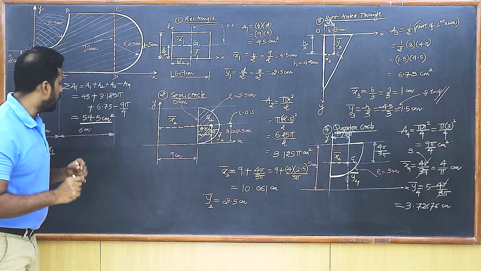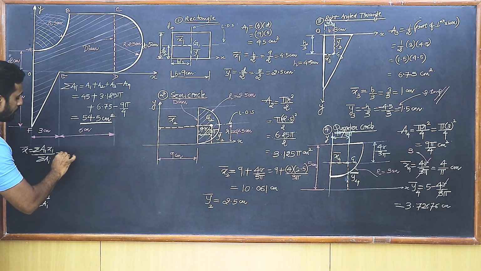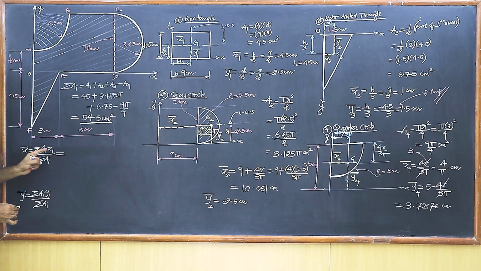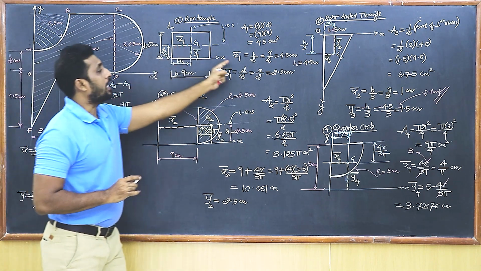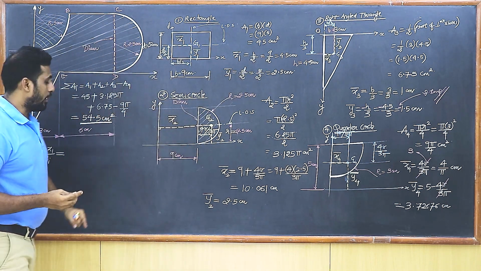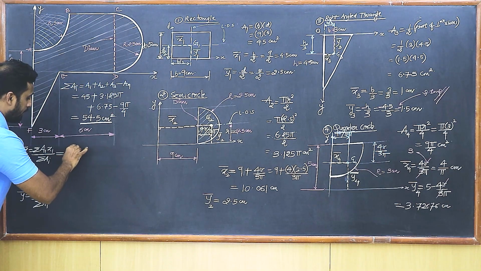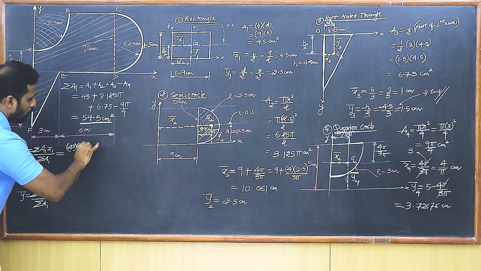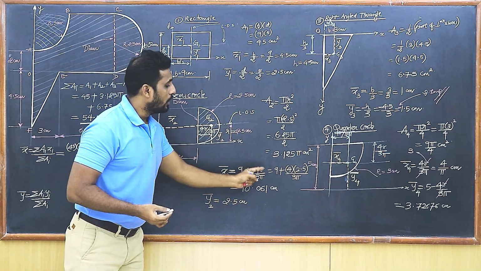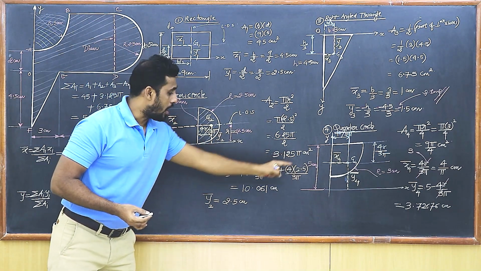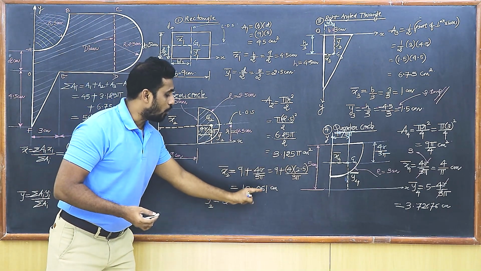So I'm going to make use of these values in the formula here. I should be very careful here. Summation of Ai into Xi bar, only the fourth area is going to get a negative sign. So here A1 into X1 bar, that's 45 into 4.5. I write here 45 into 4.5, the first value, isn't it? Then plus A2, that's 3.125 pi into X2 bar, which is 10.061.